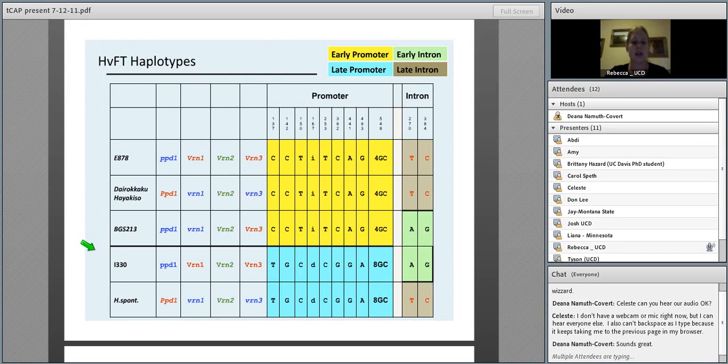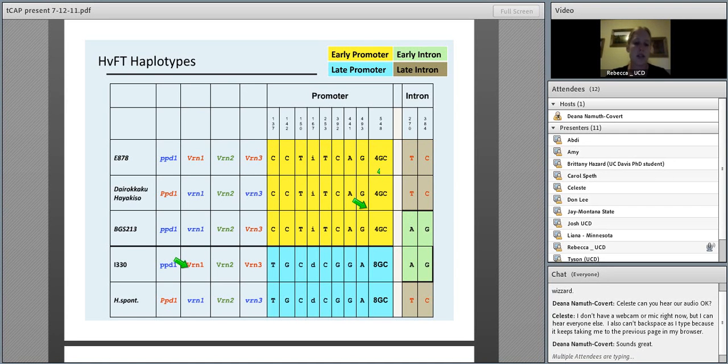So this slide is a little bit complex, but it's just intended to give you an idea of the different haplotypes of the promoter and the intron in barley FT. This yellow box here is describing the early promoter type, the SNPs that have been associated with the early phenotype. And this blue box at the bottom is the later phenotype. Again in the intron, we have late shown in brown and then green indicating early.